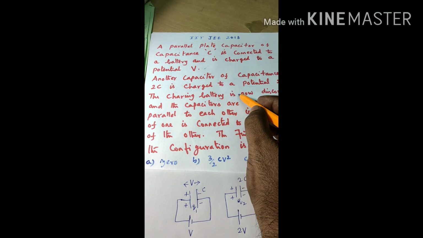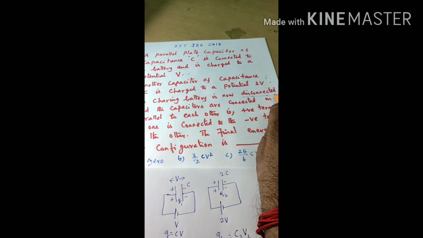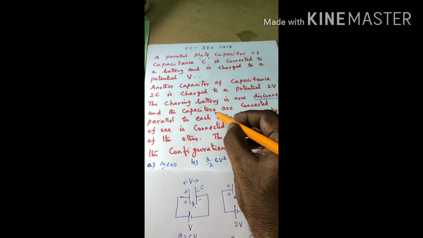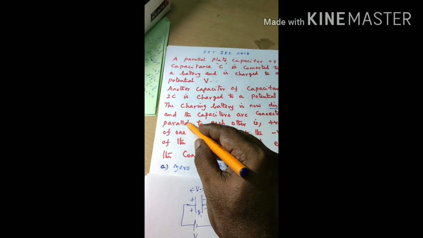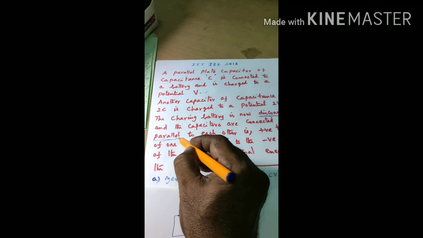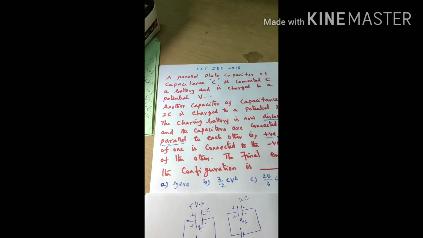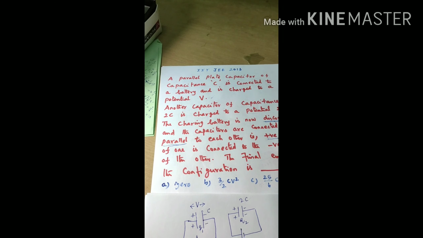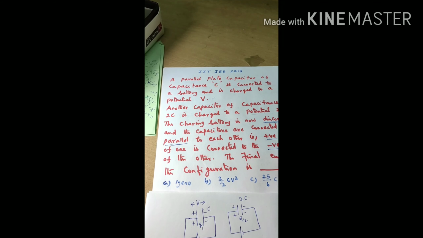Next point: the charging battery is now removed. The charging battery is disconnected, and the capacitors are connected in parallel to each other. But a condition is also given: the positive terminal of one capacitor is connected to the negative terminal of the other capacitor.